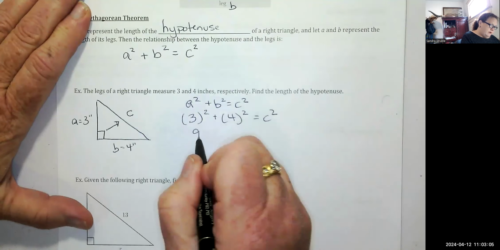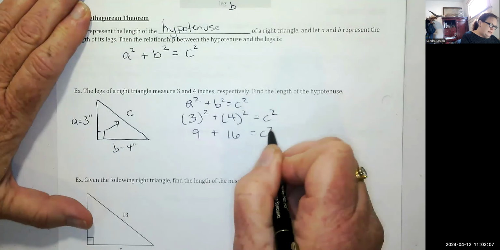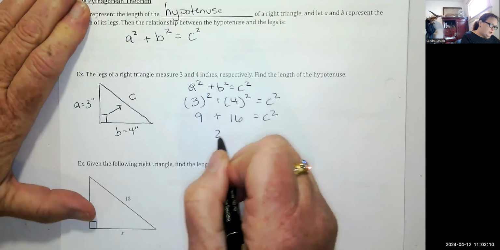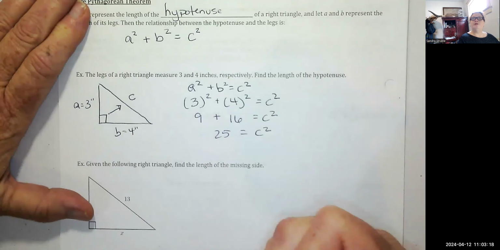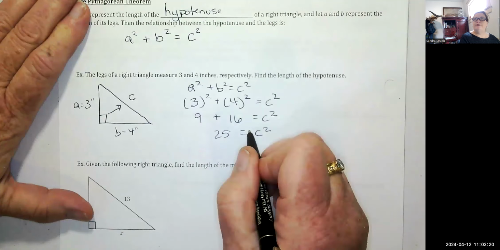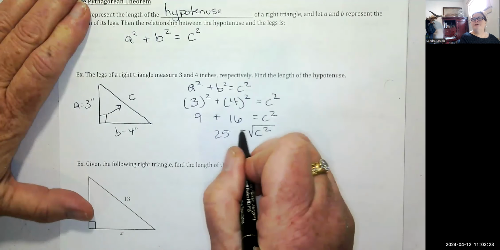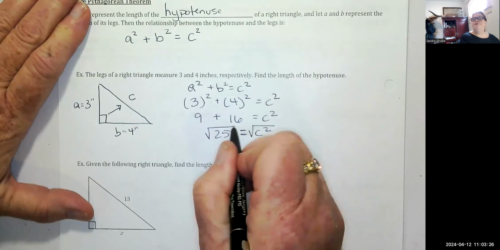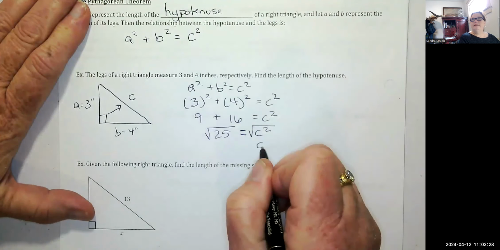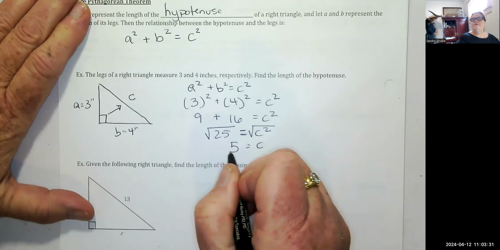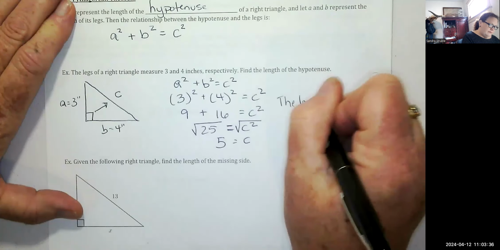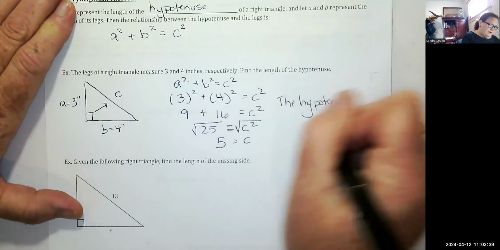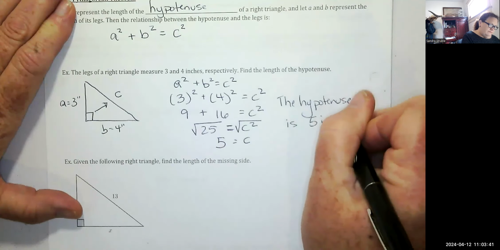Okay, 3 squared is 9. 4 squared is 16, is equal to C squared. I'm going to add these two and get 25 is equal to C squared. All right, the opposite or inverse of a square is a square root. So to get rid of a square, you have to take the square root. And because of this equal sign, we have to take the square root of this side as well. So C is equal to the square root of 25, which is 5. So we're going to answer that the hypotenuse is 5 inches.